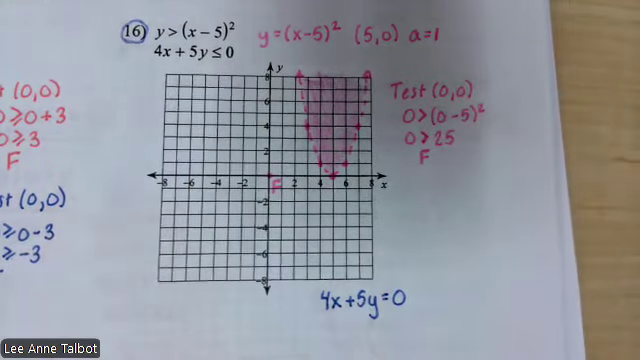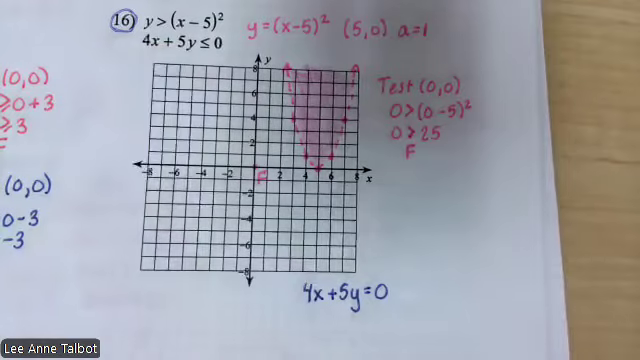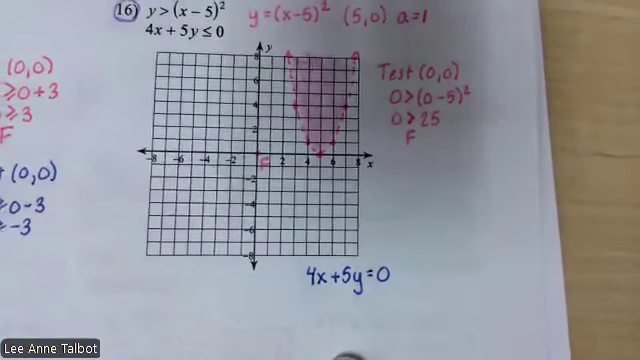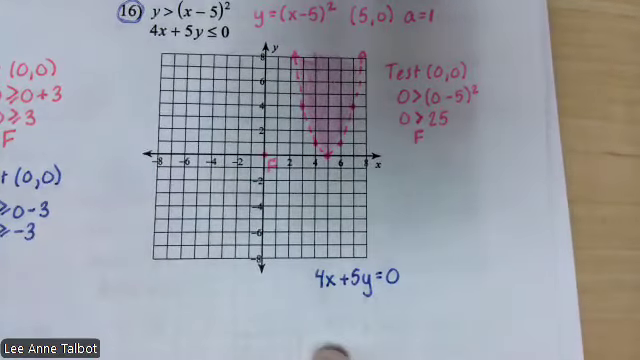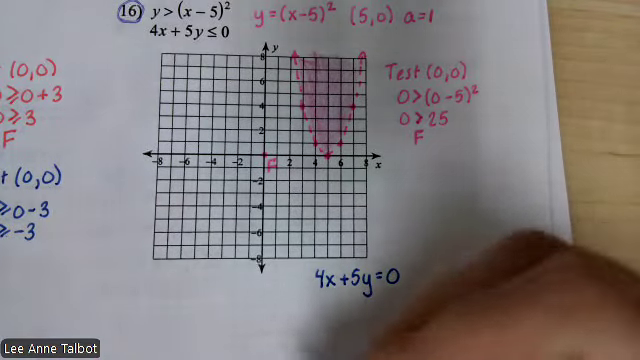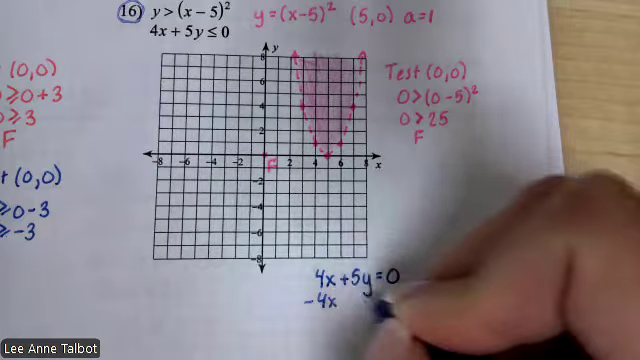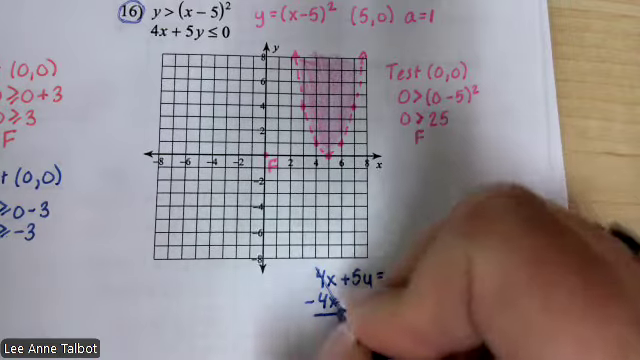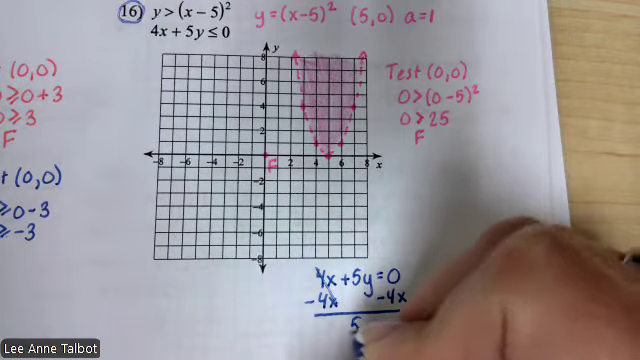Okay, then I'm going to bring this guy down here for a minute to work on before I graph it, because I need to get it into slope intercept form. So minus 4x from both sides. Yep, exactly.